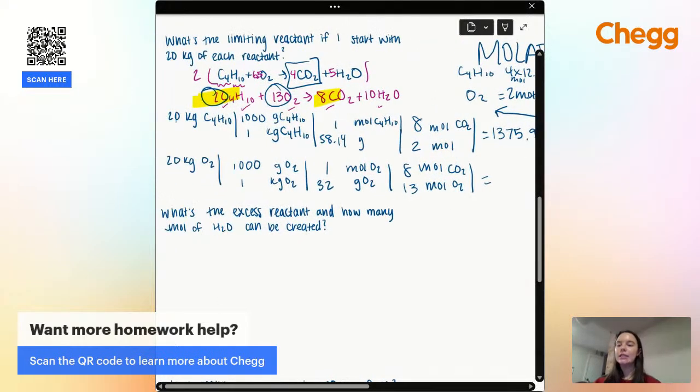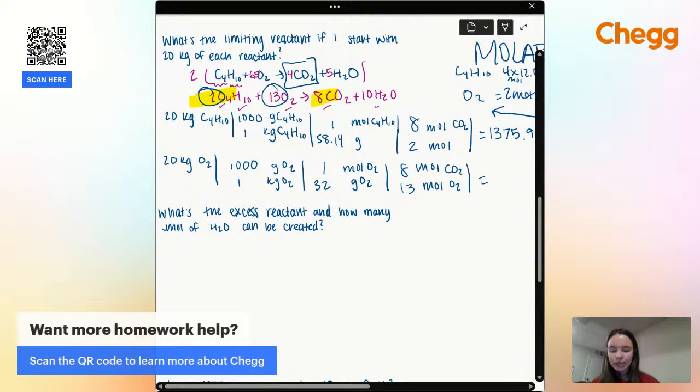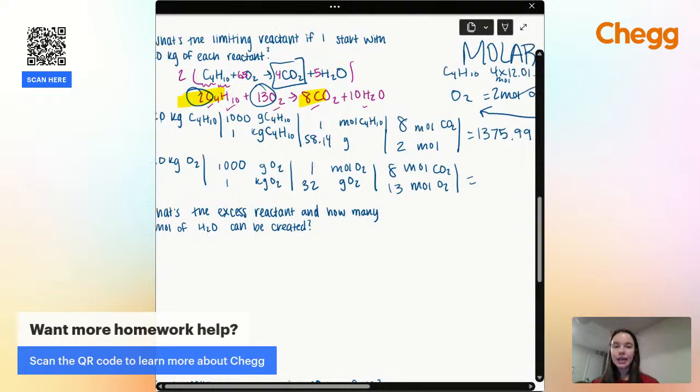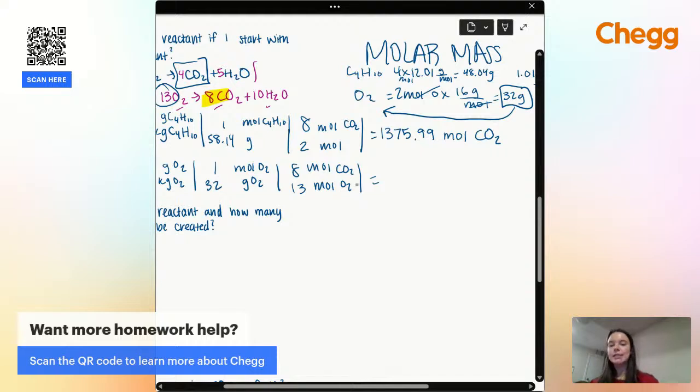Now let's do the bottom. So I'm going to put 20 times 1,000 divided by 32 times 8 divided by 13. And I'm going to get 384.6 moles of CO2.